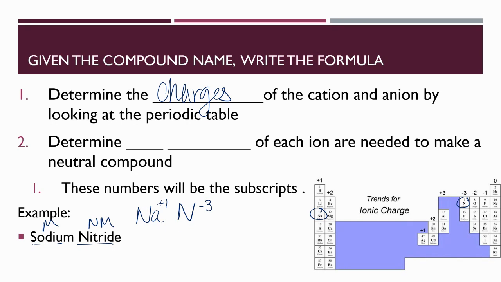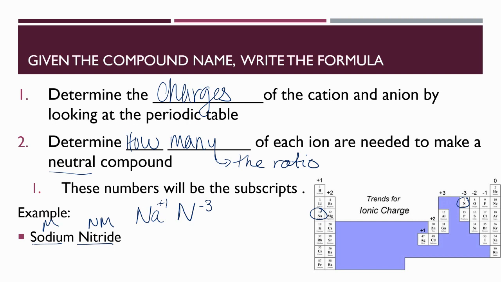All right. Step 2 is to determine how many, also known as the ratio, of each ion are needed to make a neutral compound. So we need to make sure that the charges, the positives and the negatives, balance each other out to make a neutral compound overall. So however many of each piece I need to make these neutral compounds will be the subscripts. So let's work on that for this example, sodium nitride.